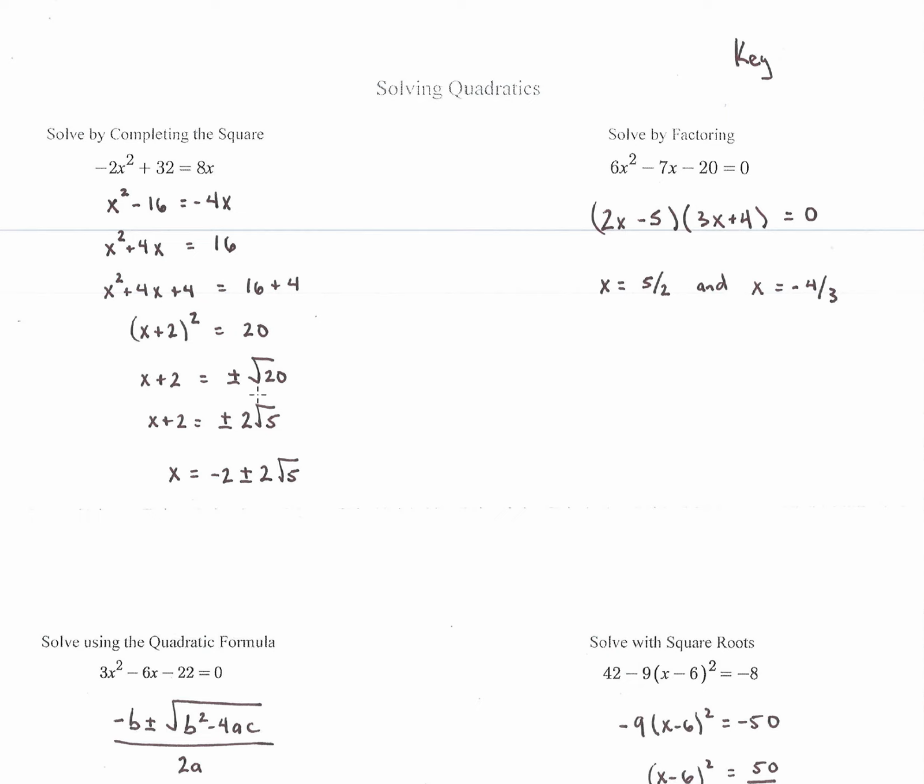Then I take square roots. The square root of 20 is 2 radical 5 because 20 is 4 times 5, and the square root of 4 is 2. And then I subtract 2, and I get that final answer.